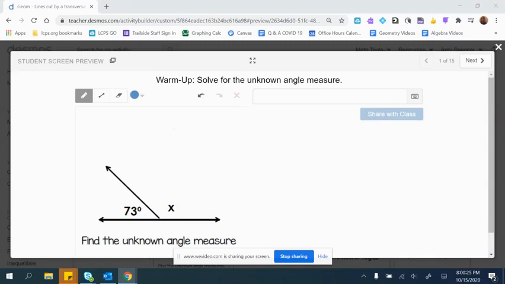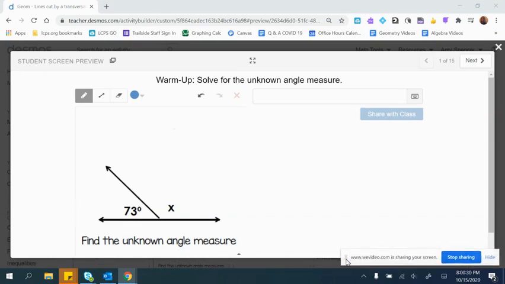Welcome. Here we are with the warm-up question in the Desmos activity as our introduction for lines cut by a transversal. And we want to review what we know about angle measurements. So when you look at this problem, I hope you notice that these two angles are adjacent, sharing that common side, but the non-shared side creates a straight line. This is, again, what we call a linear pair, because those two angles together do form a line.